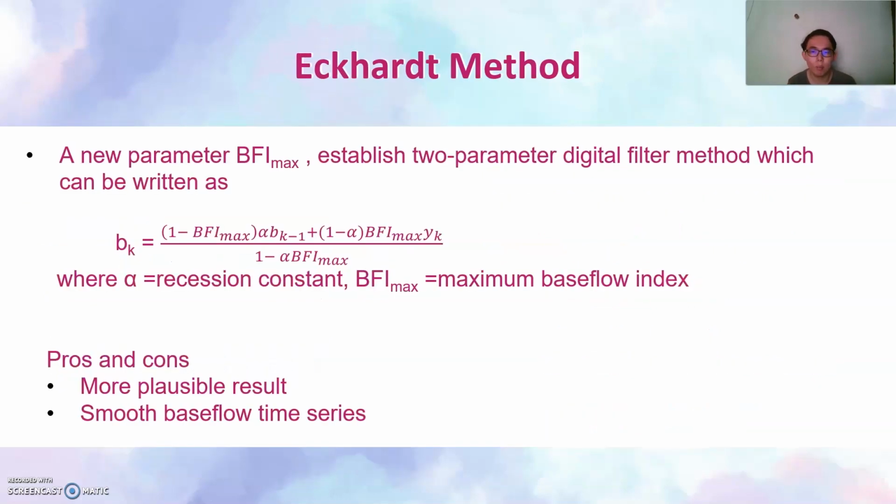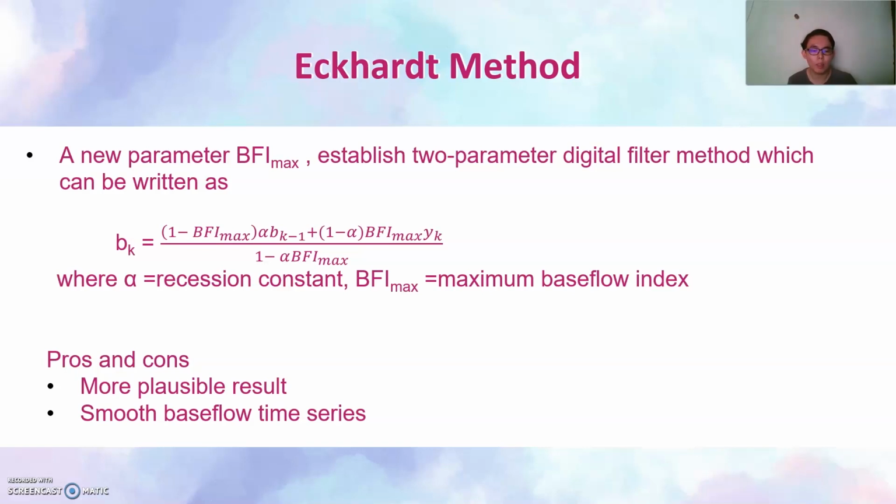Next is the Chapman method. It has a new parameter, BFI max, which established the two-parameter digital filter method, which can be written as the following equation, where alpha equals the recession constant and BFI max equals the maximum base flow index. It also has its pros and cons: it gives more plausible results and it has a smooth base flow time series.